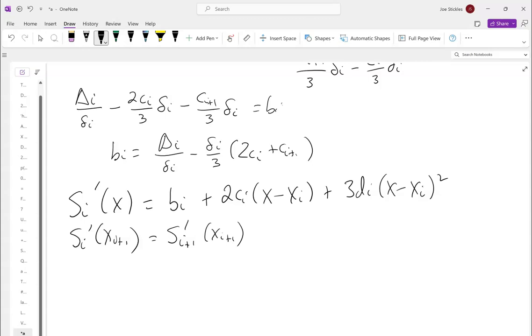Say it again. What's a zero? On the left side, x of something. That's I plus 1. That's the right endpoint. It's just an I plus 1. It was just my pen dragged. It made a mark.